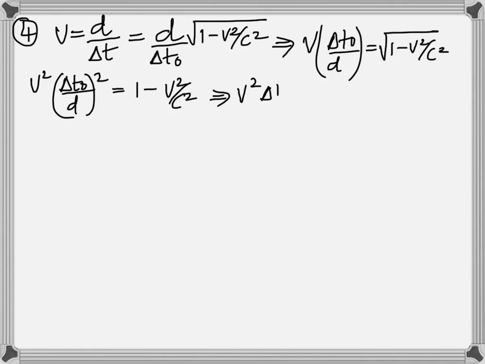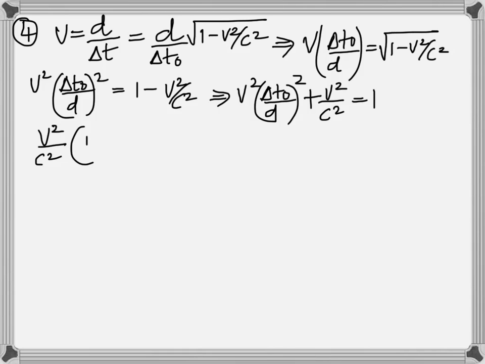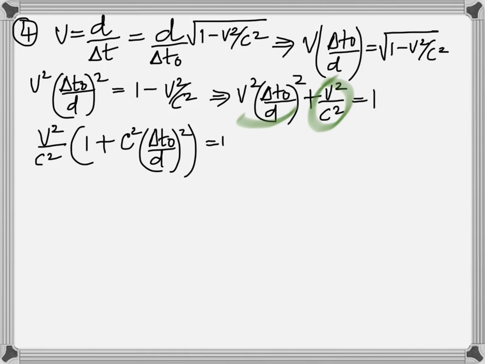The idea is to separate the velocity, so you bring the velocity terms together and take out v squared by c squared. So you have one which is this term written first, and then since you have already taken out c squared and there is no c squared in this term, you've got to multiply by c squared, and then you have (delta t naught by d) whole squared equal to 1.